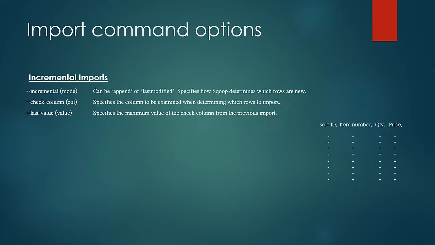Append mode is used when importing a table which has a column which is constantly incrementing with every row added. For example, the sales ID which might increase by 1 for every sale that happens in a store, and the sale might be representing a record in that case. So you specify the column containing the row ID with check-column, and Sqoop would import rows where the check column has a value greater than the one which is specified by last-value.